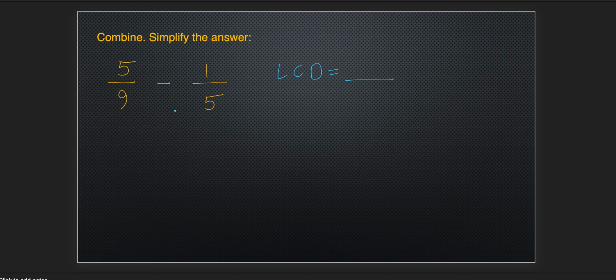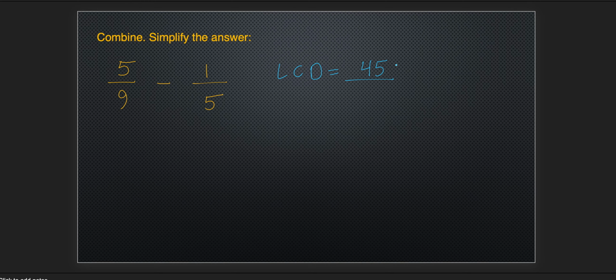So 5 doesn't go into 9, so the LCD can't be 9. 9 times 2 is 18. 5 doesn't go into 18. 9 times 3 is 27. 5 doesn't go into 27. 9 times 4 is 36. 5 doesn't go into that. So you have to keep going until basically 9 times 5 is going to work. That'll always be an okay LCD, but maybe it's not always the lowest. But in this case, it's the lowest.